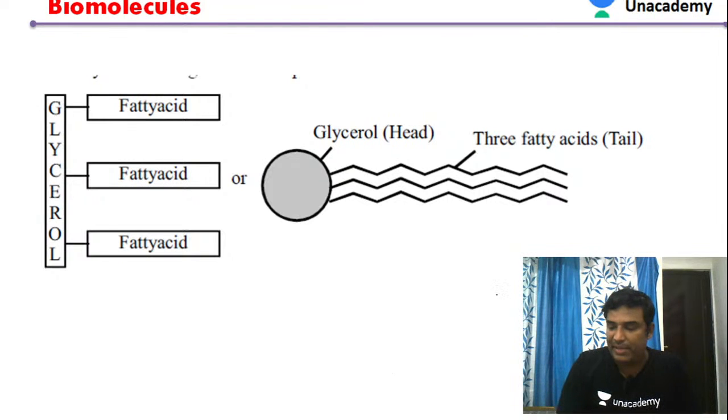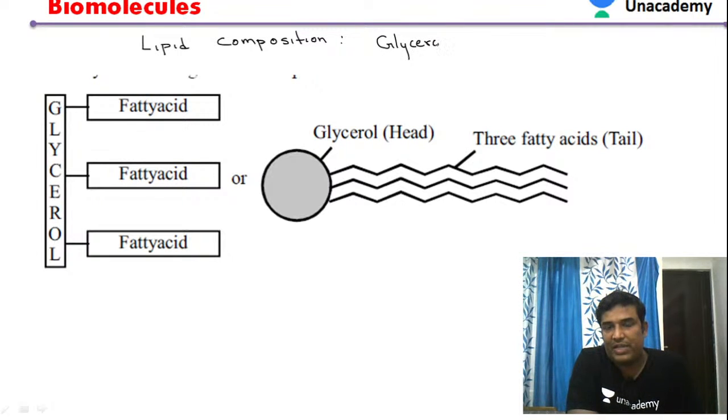So let us see what a lipid is composed of. If you clearly see here, it is mentioned: a lipid is composed of glycerol plus fatty acid. So a lipid is composed of glycerol and fatty acid.